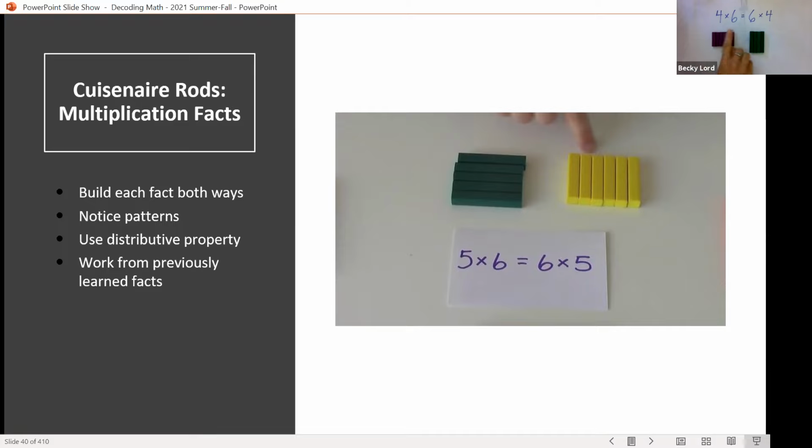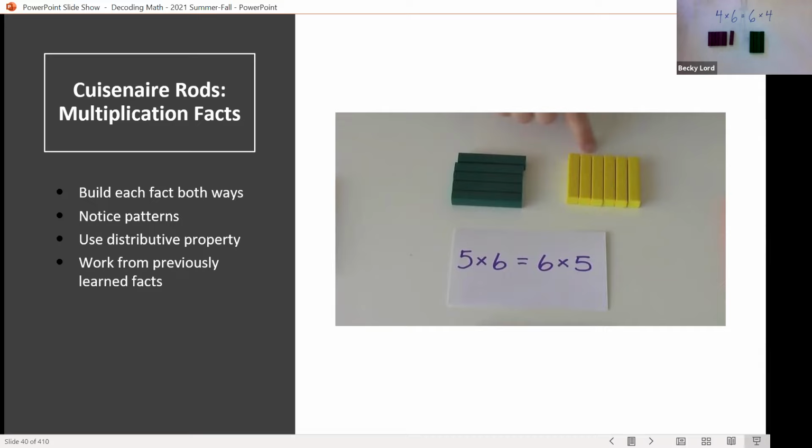Well, what if I don't know 4 times 6? Well, what do I know? Well, maybe I know by the time I'm doing 4 times 6, I should have already learned 4 times 5. So I can say, oh, well, I know that I can break these apart. I know that 4 times 5 is 20. So look, oh, it's only another 4. So it's 24.